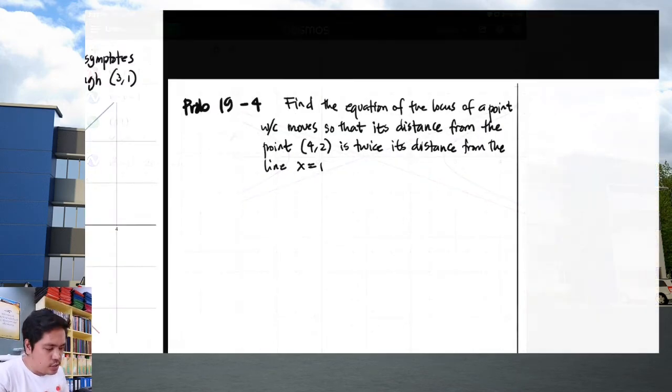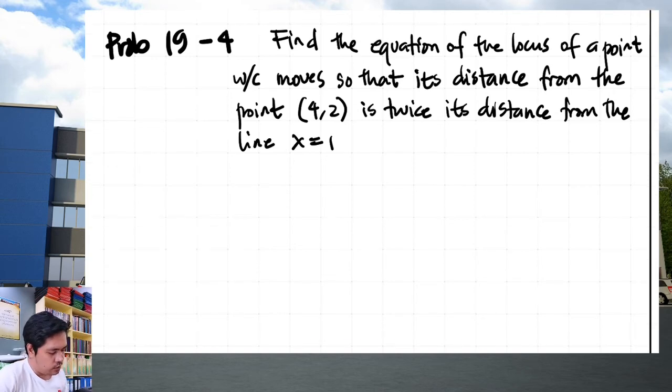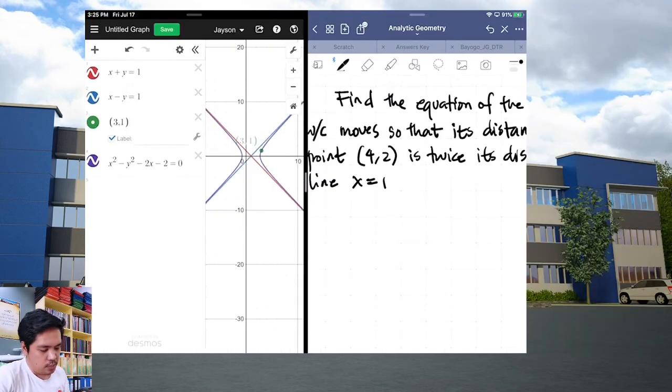Let's have this as our fourth problem. Find the equation of the locus of a point which moves so that its distance from the point 4, 2 is twice its distance from the line x equals 1. So much better if we plot this first. Let's use this so it's more presentable.